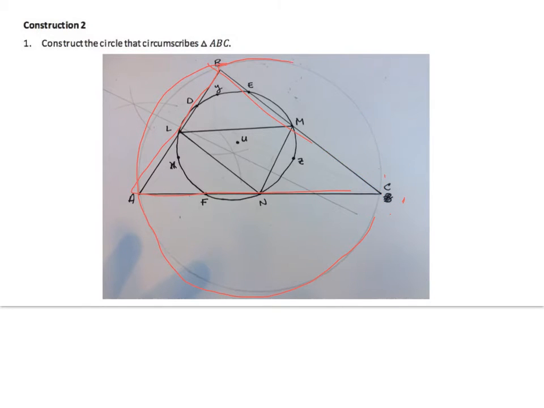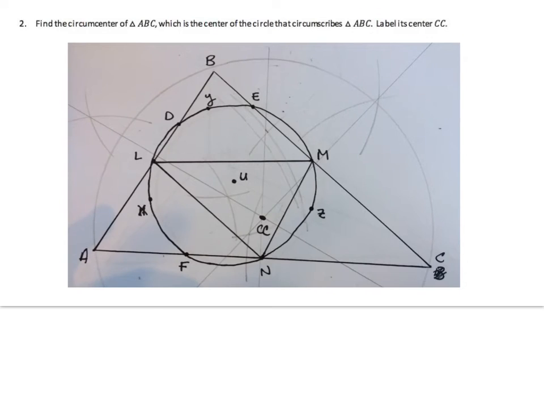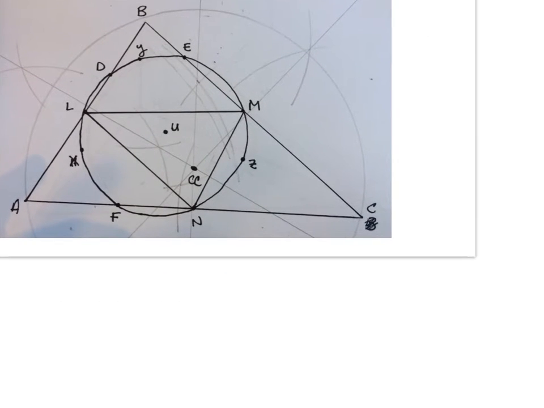But that's a lot of drawing on there. So if we do the perpendicular bisectors of these sides, we should find the center of the circle. Okay, so find the circumcenter of triangle ABC, which is the center of the circle that circumscribes triangle ABC. Label its center CC. So the same thing. Oh goodness.